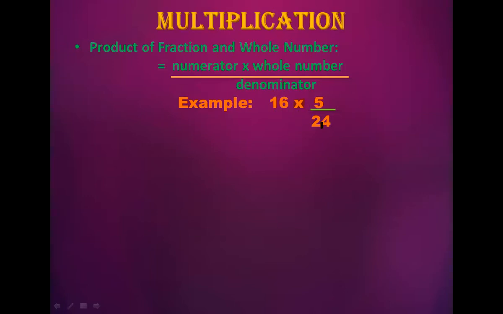What criteria will you follow? You will multiply the numerator with the whole number. Here the numerator is 5 and the whole number is 16. You multiply them and divide by the denominator, that is 24. So here is the way: you simply multiply your whole number with the numerator and divide it by the denominator.